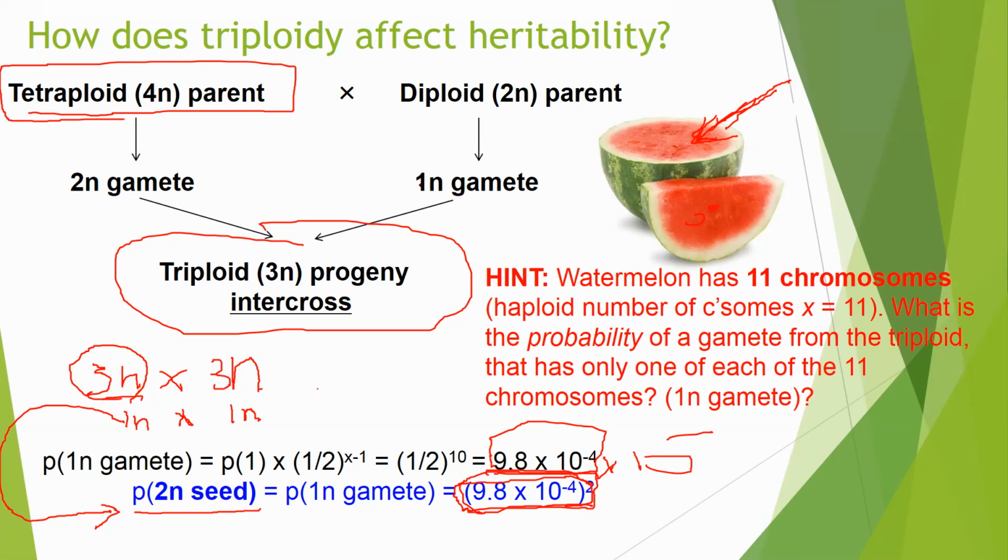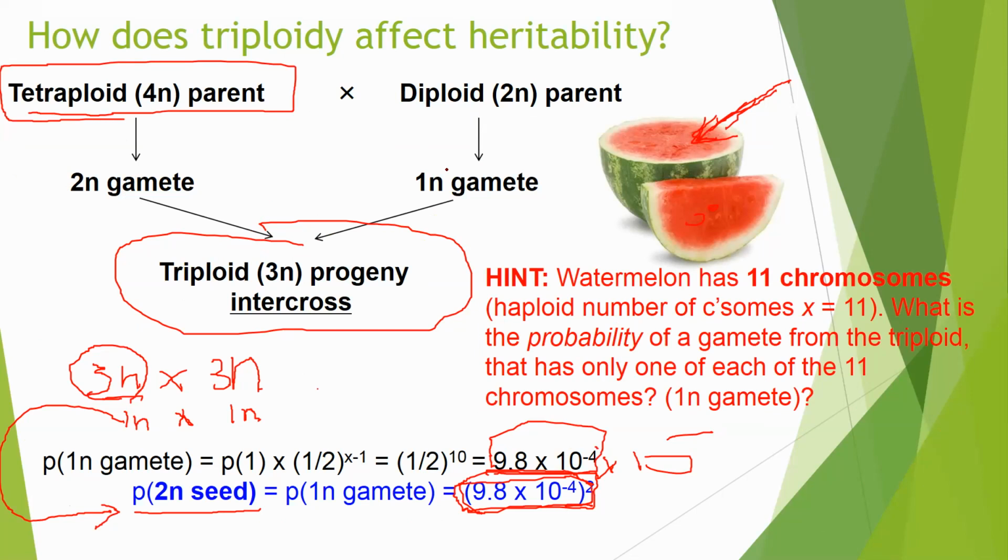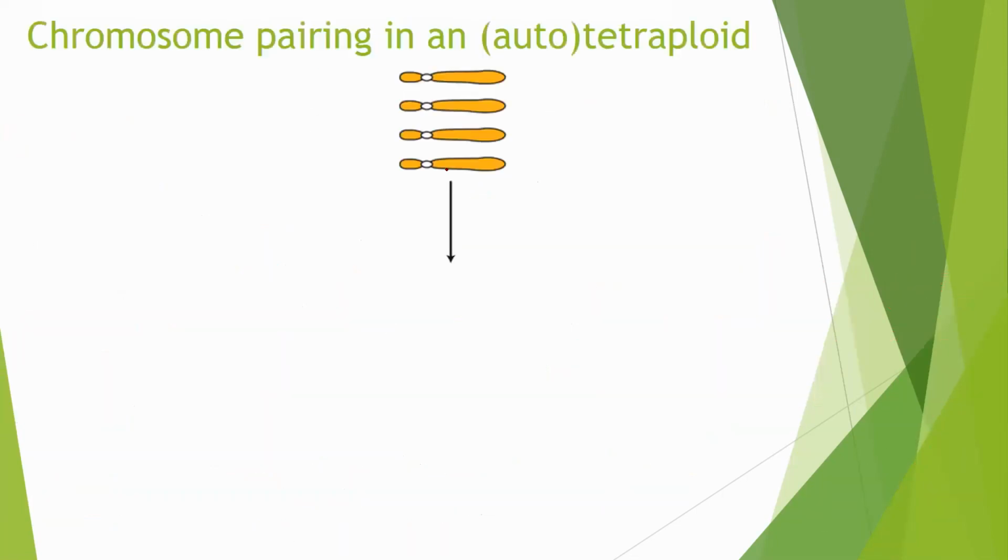Maybe I'm wrong, but I used 4 chromosomes for this example, so I need to check that. I don't know how many chromosomes are in watermelon, but I will check that later. I hope this is clear. Do you have any questions about this?